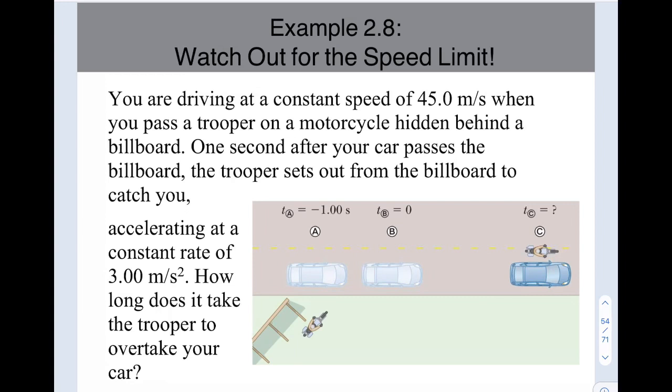Example 2.8. You are driving at a constant speed of 45 meters per second when you pass a trooper on a motorcycle hidden behind the billboard. Oh, speed trap. 1 second after your car passes the billboard, the trooper sets out from the billboard to catch you, accelerating at a constant rate of 3 meters per second squared. How long does it take the trooper to overtake your car?